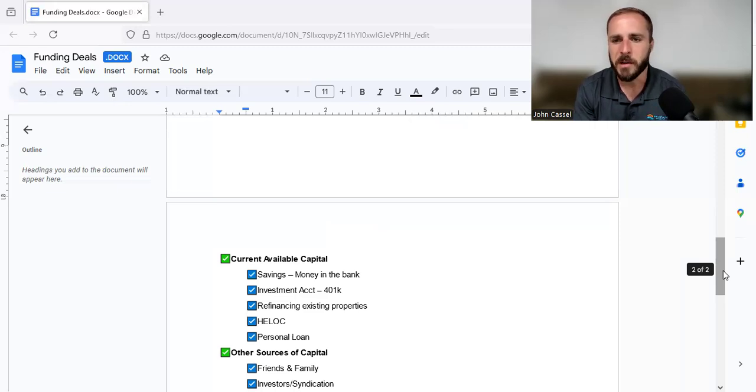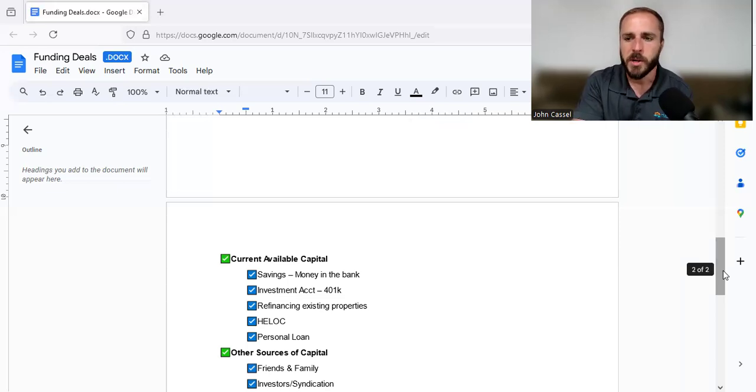A home equity line of credit is another great option. They're usually pretty good terms and rates, but basically you're pulling equity out of your home as a line of credit instead of refinancing it. Could you get a personal loan? Traditionally, these will be a little bit higher percentage rates, but if that's what you've got to do to take down a deal, it might make sense as long as the deal is going to cash flow and pay you back and pay off that loan.